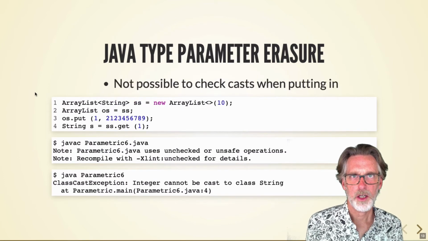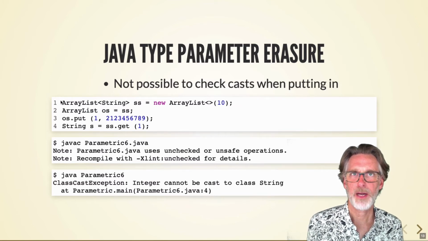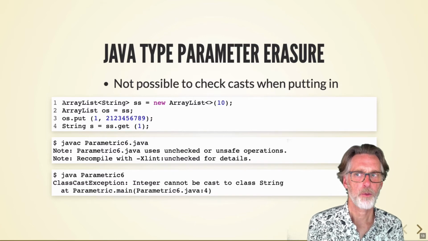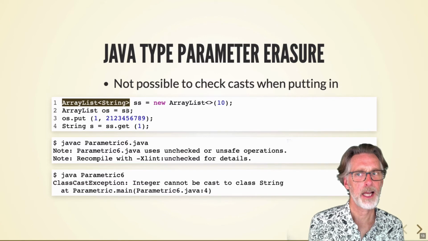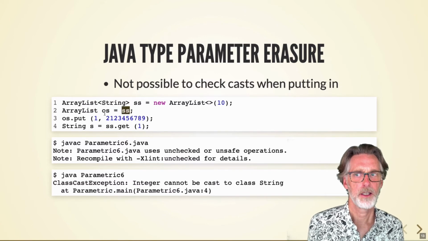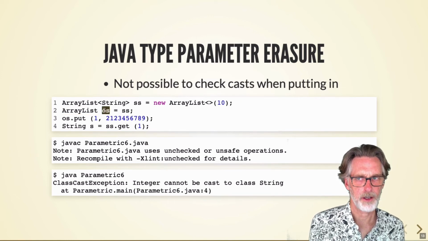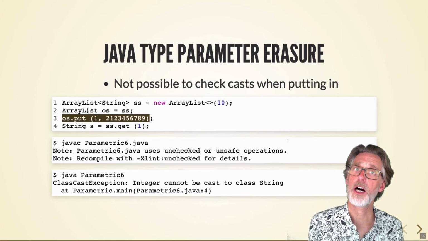Another oddity caused by the late introduction of parametrics is the interplay between parametric and non-parametric types. Here I'm going to create an array list of strings, and then I'm going to create an alias to that array list, which is a plain type. And now, using the plain variable, I'll put something in. And note that this is perfectly fine for plain array lists, which are actually arrays of objects.